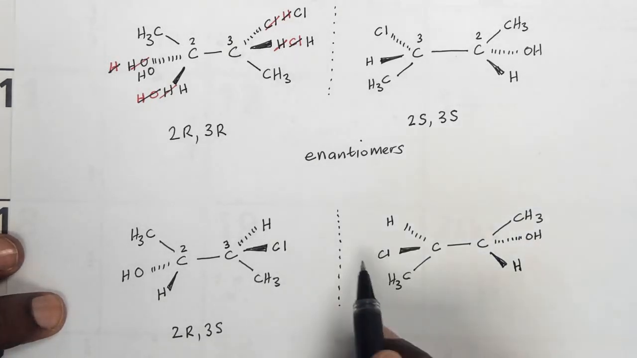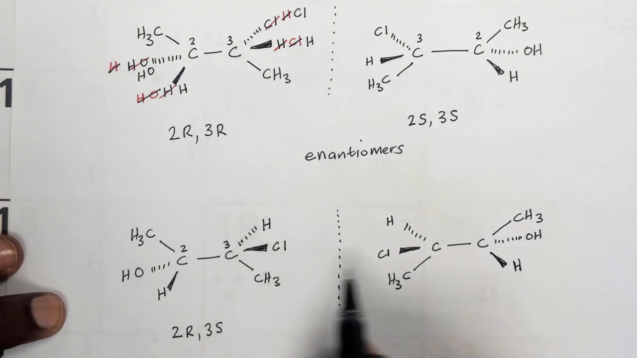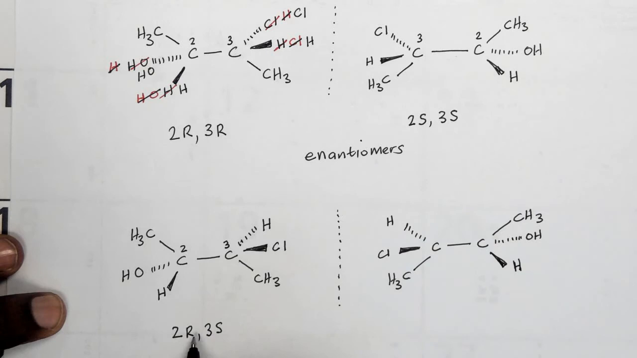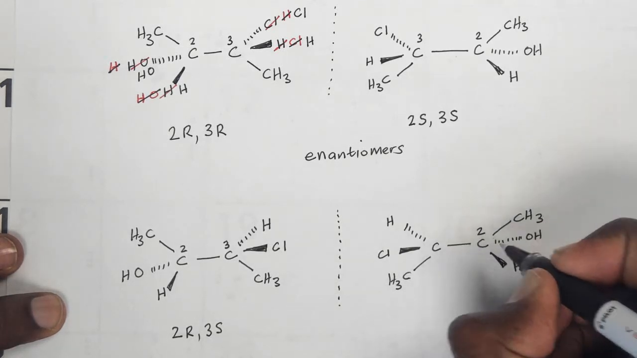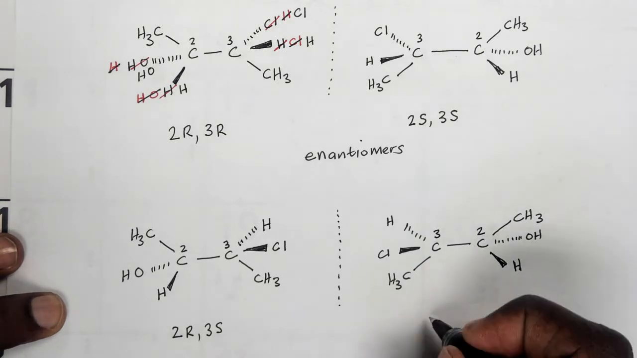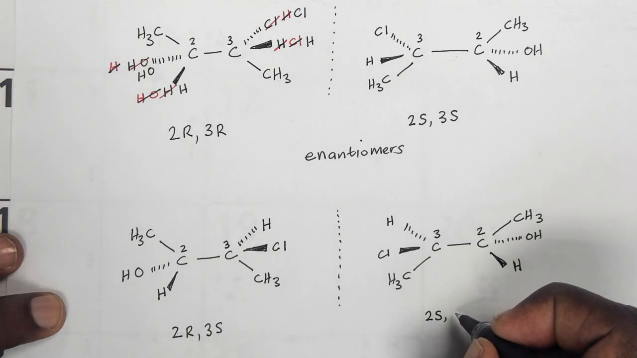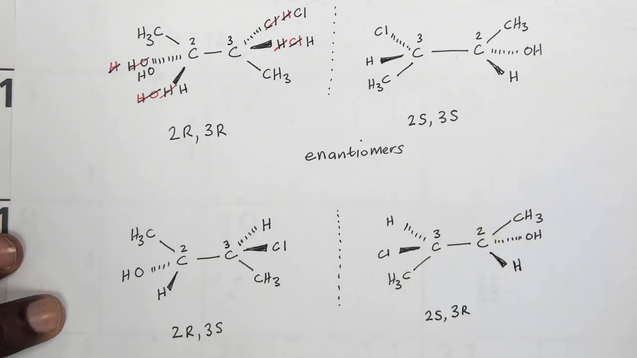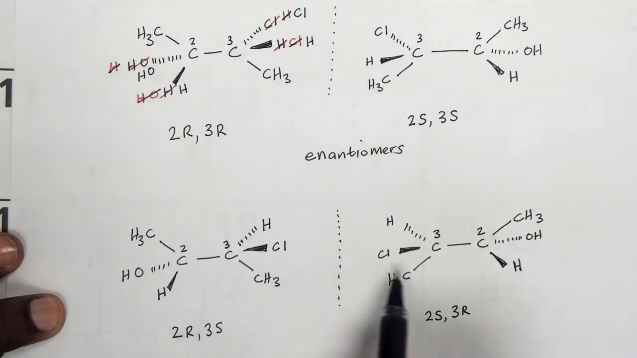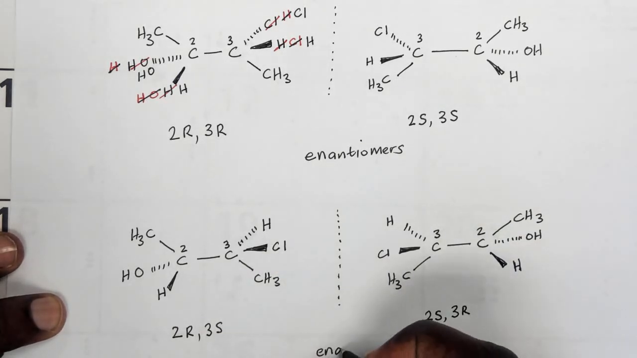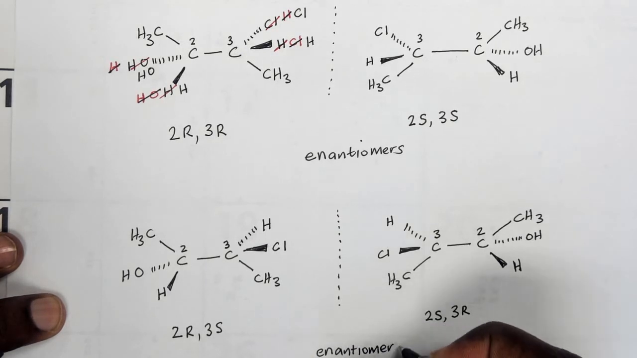And since I've now drawn a mirror image of this molecule here, I can now take each of these stereochemical centers and swap them around. R becomes S and S becomes R. So that's my 2 position, that's my 3 position. So I had 2R, it's now going to be 2S. I had 3S, it's now going to be 3R. So I have 2 new molecules, and this pair here that I just drew is a pair of enantiomers.